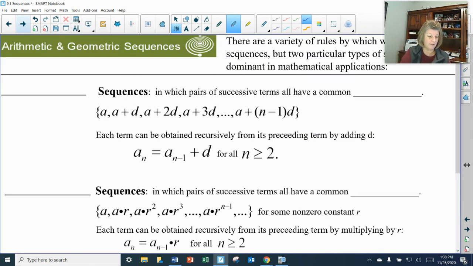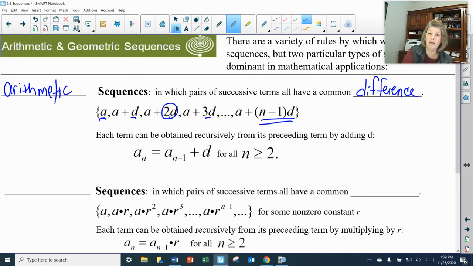All right. On the back, sequences in which pairs of successive terms have a common difference, let's start with that one, is known as an arithmetic sequence. And what you can see here is we started out with a, then we got a plus d, then I add d again, so now I'm really adding 2 d's to the first term of the sequence, 3 d's, and so on. So I end up with n minus 1 times d added with the initial term a.